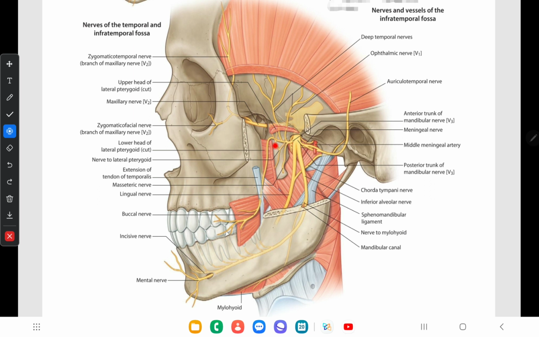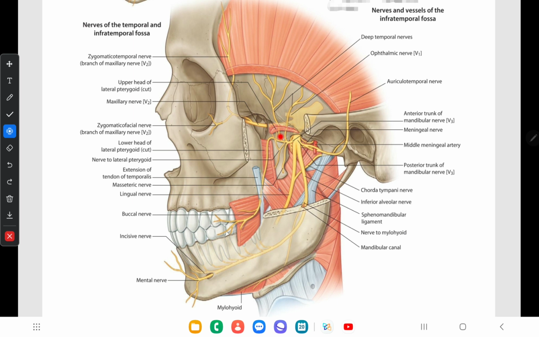Let's see the branches of the anterior trunk or the anterior division. There are four main branches that arise from the anterior trunk of the mandibular nerve. Those are deep temporal nerves, the buccal branch, nerve to lateral pterygoid muscle, and nerve to masseter muscle. The buccal branch, here you can see the course of the buccal branch. This part is the buccal branch, and buccal branch is the only sensory branch of anterior division. All other three branches are motor nerves.